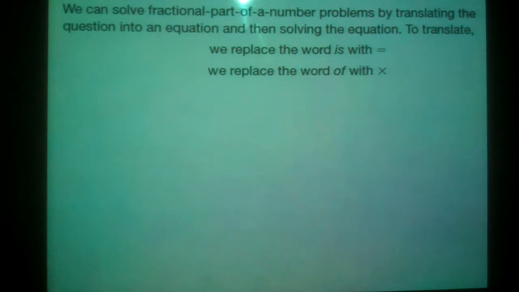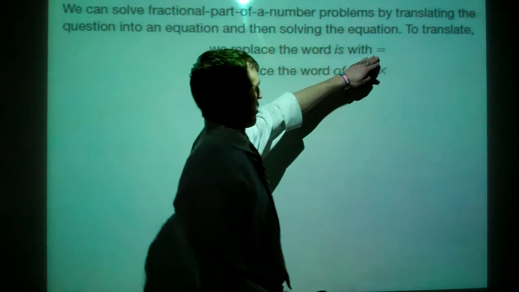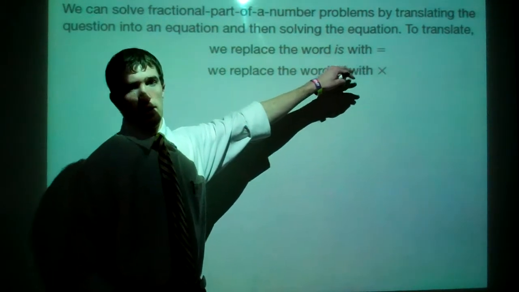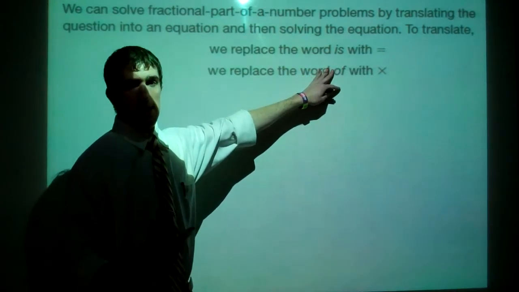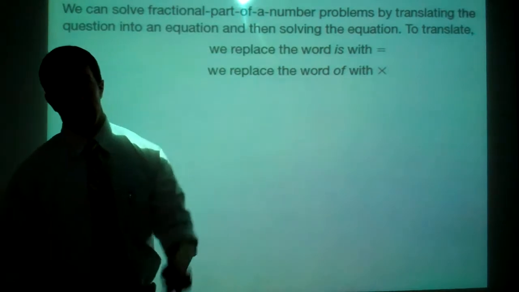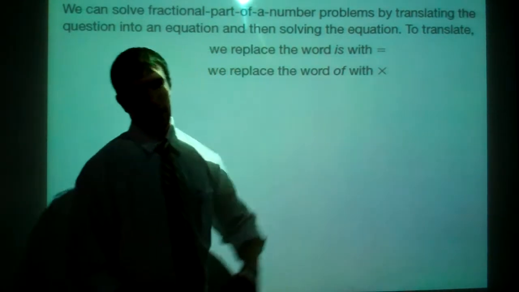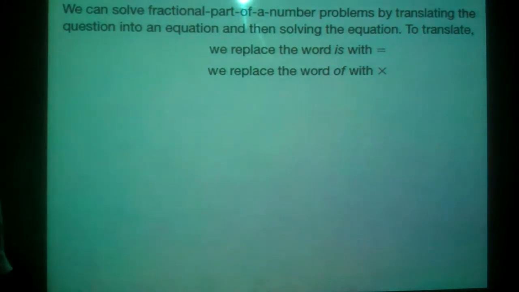Alright, so we can solve fractional part of a number problems by translating the question into an equation and then solving that equation. So we want to translate by replacing the word "is" with equals. So if I say something is something else, that means that something is equal to that something else. And we replace the word "of" with multiplication. And we've been doing that one for a while.